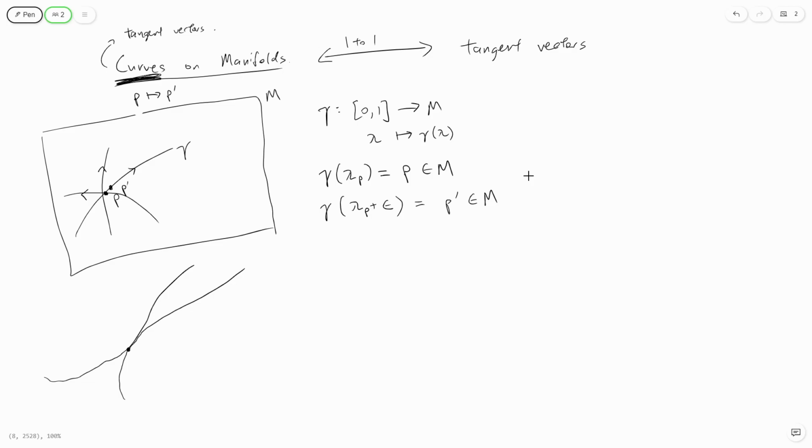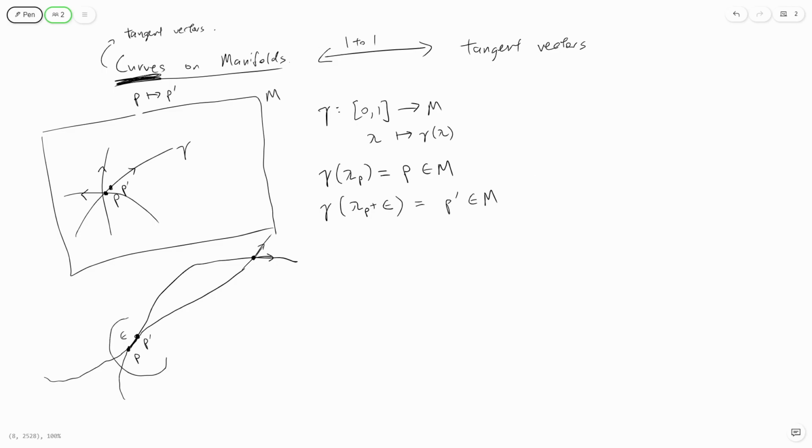We can see that these two curves pass through point P, and they also bring you to point P prime when you move a little bit away from lambda P. But after that, they go their separate ways and they might even intersect in future. Then there will be a problem when we want to find the tangent vector at this point. Which definition do we take?